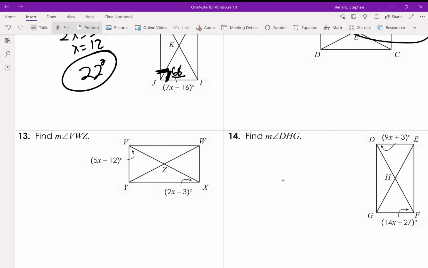Basically, same thing here. And the long and the short of it is I know that this right here is a right triangle, which means that that's 90 degrees, which means the other two also have to add up to 90 degrees.